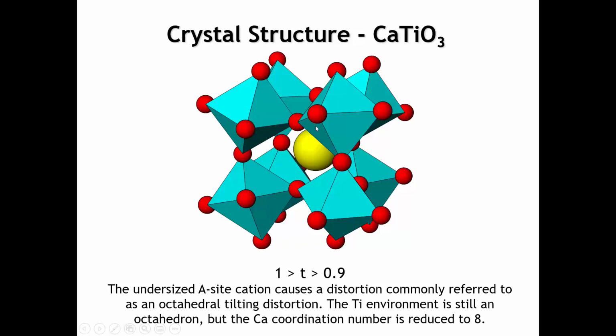So we keep effectively something that's very close to an octahedral environment around our small cation, say around our titanium. But we distort the environment around the larger calcium in a pretty substantial way. Some of the oxygens move closer to it, others move farther away. That effectively reduces its coordination number from 12 down to something that's probably better described as 8.